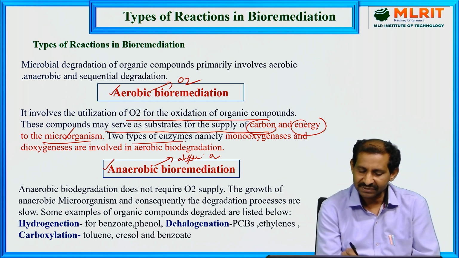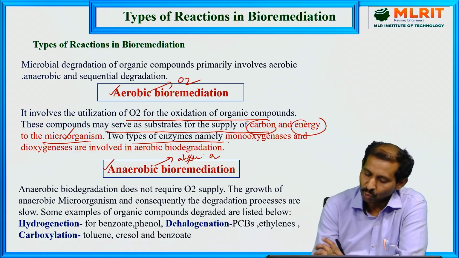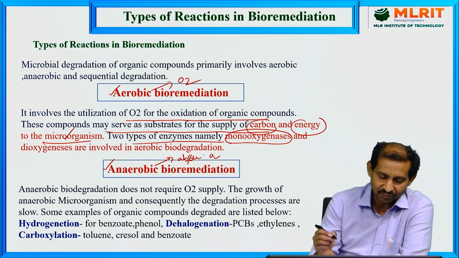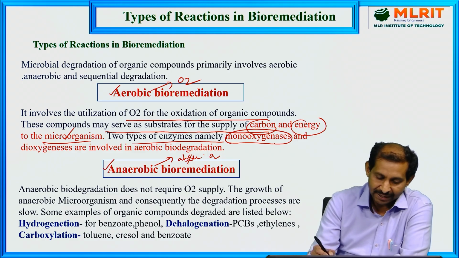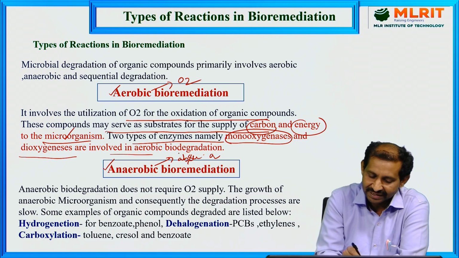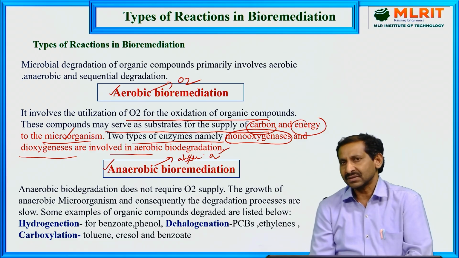There are two types of enzymes generally used for aerobic bioremediation: monooxygenases and dioxygenases. These are involved in aerobic biodegradation under aerobic conditions. So this reaction takes place purely in the presence of oxygen.